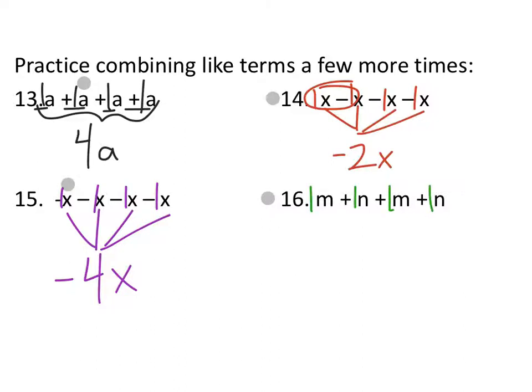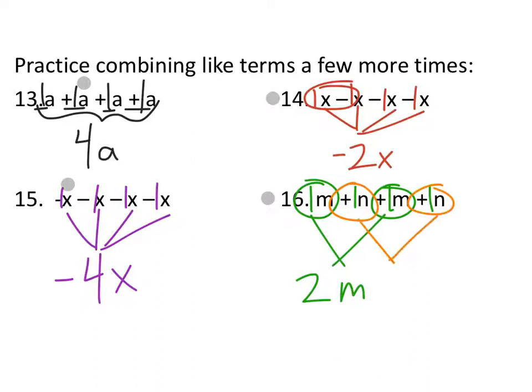And then 16, again, we have some more phantom 1s. That's okay. But we have 2 different types of terms on this. We have the m's right there, and when I combine these, that would give me 2 m's. And then we also have these n's right there. How many n's is that? That's positive 2 of the n's. And again, if you wrote that as 2n plus 2m, that's okay.